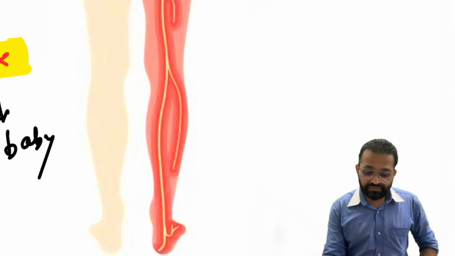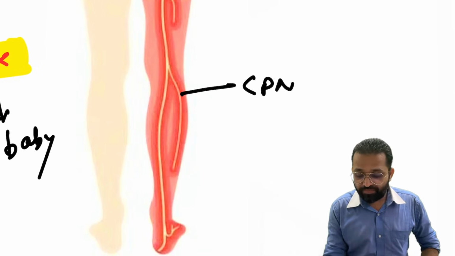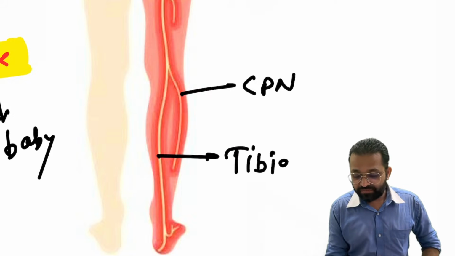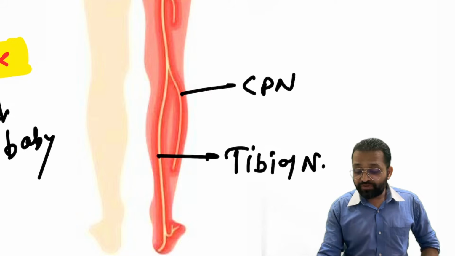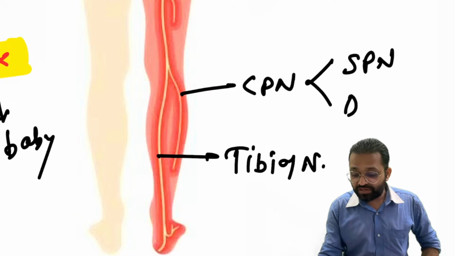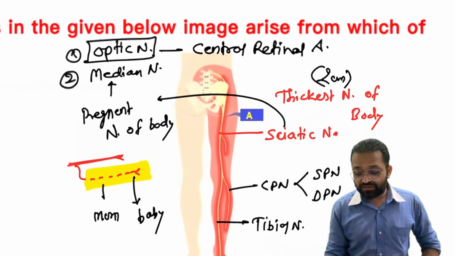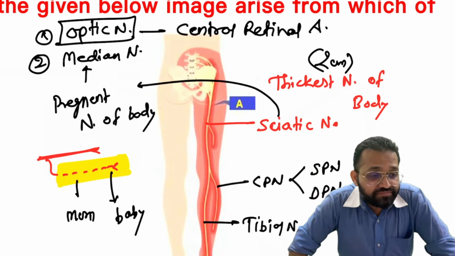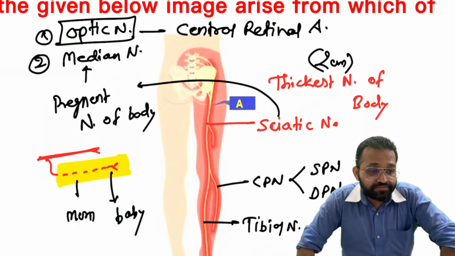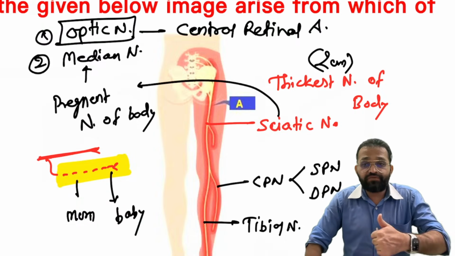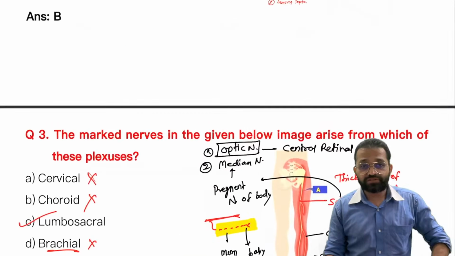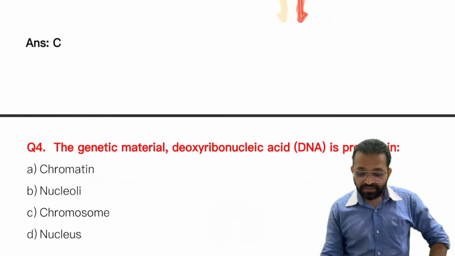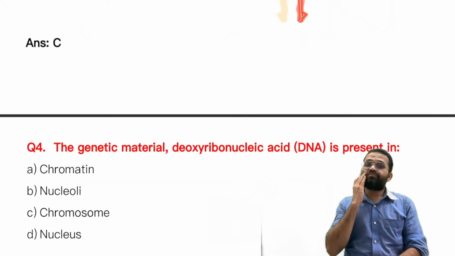This sciatic nerve divides into the common peroneal nerve and the tibial nerve. The common peroneal nerve further divides into the superficial peroneal nerve and the deep peroneal nerve. So these are our stories regarding this topic. Agree? Yes, Shakti, good evening, beta. Is it okay? Can we move to the next? Okay, sir. So the answer to this question is C. Come to the next. I think it is an easy one.